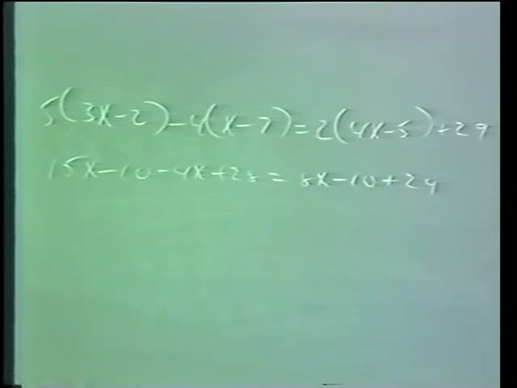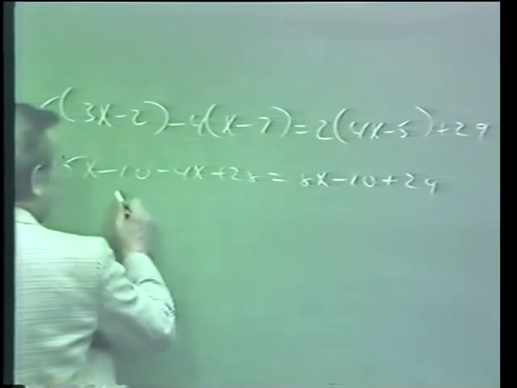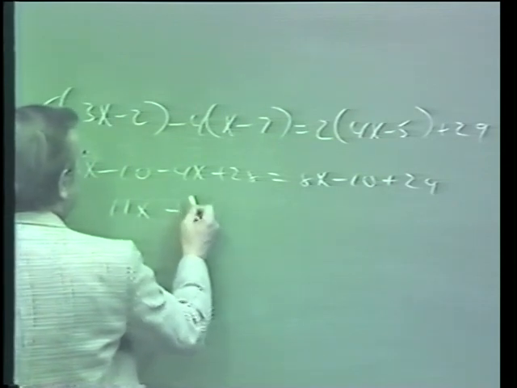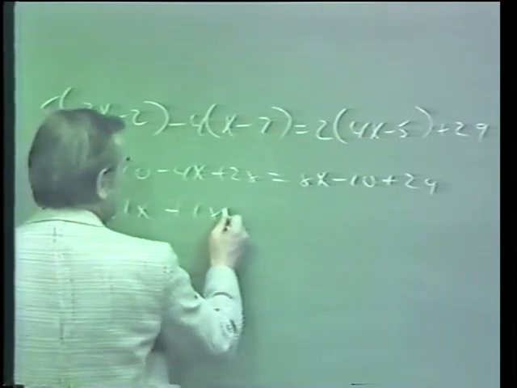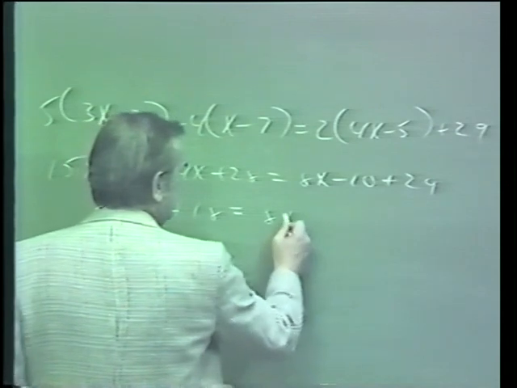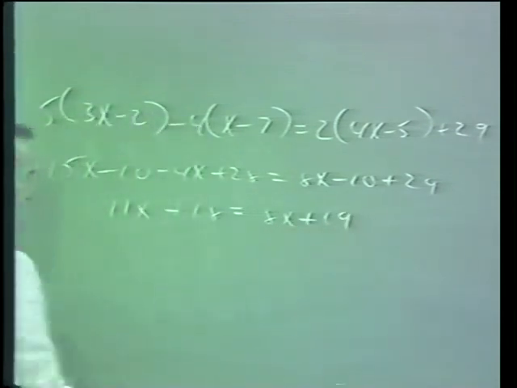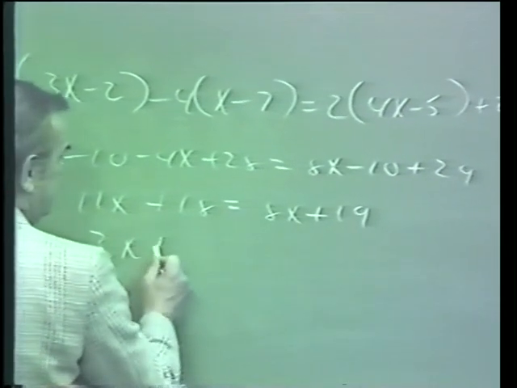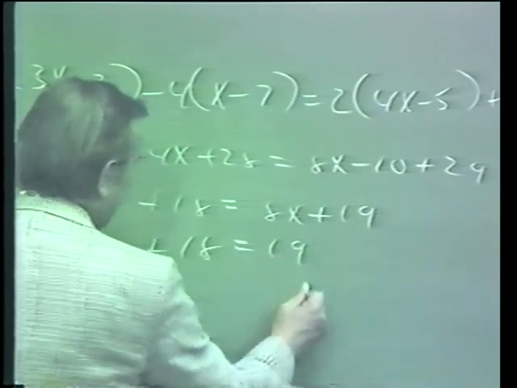No parentheses. What's our next step? Right, combine like terms on each side of the equation. So if I do that, I have 11x plus 18 equal 8x plus 19. Okay, next step. We want to get all the terms with x on one side. So I'm going to add a negative 8x to both sides. If I do, I come out with 3x plus 18 equal 19.